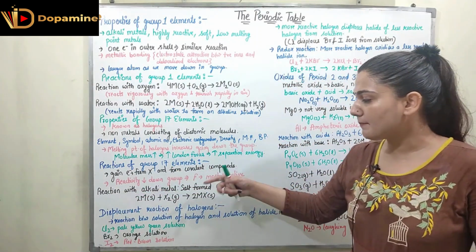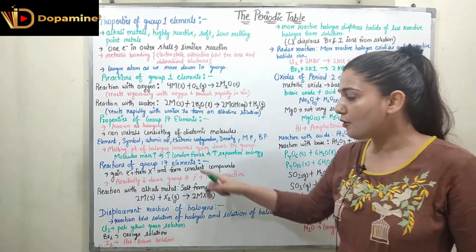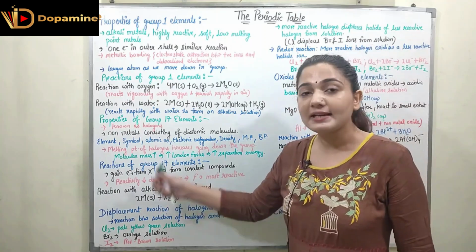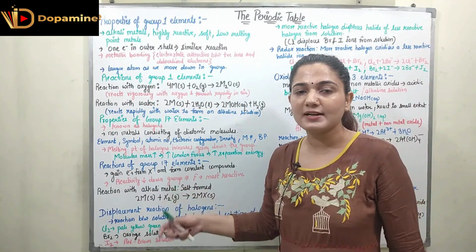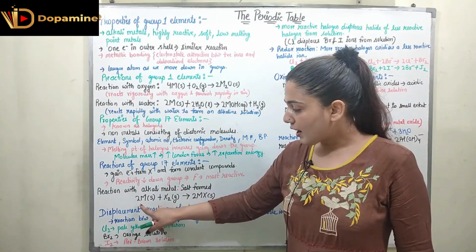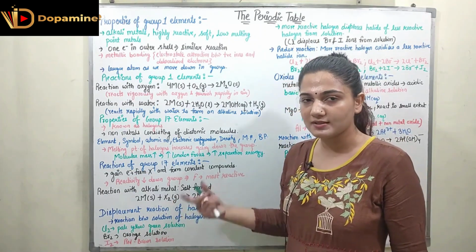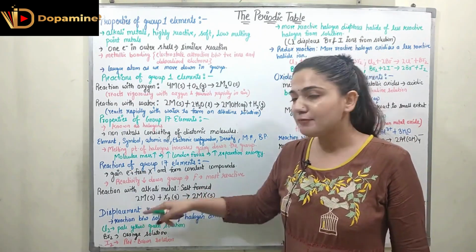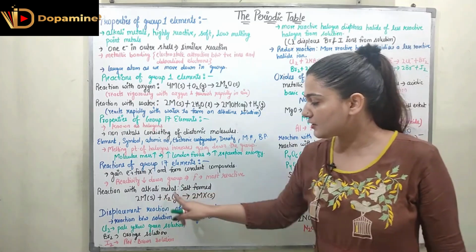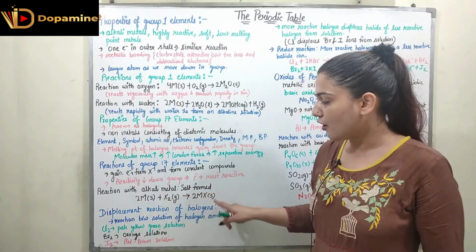Reaction with alkali metals now, right? How do they react with the alkali metals? They react with alkali metals to form salts. You can see this is the halogen: X2 represents the halogen, in diatomic form. Here M represents the alkali metal. When these two react, they form the salt.